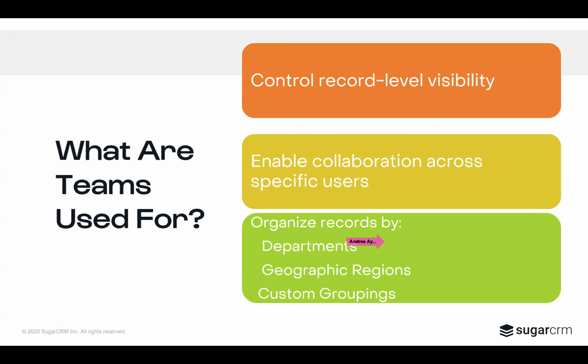So who can see the record or not see the record. Enable collaboration across specific users. Sometimes you may want to create a team specifically just to see a report. That's it. You're not going to use it on any other record but reports. I want the executive team to see these reports, and I want the entire sales team to see these reports, not necessarily the support team. Just the sales team. So you may want to organize your teams based on some kind of collaboration.